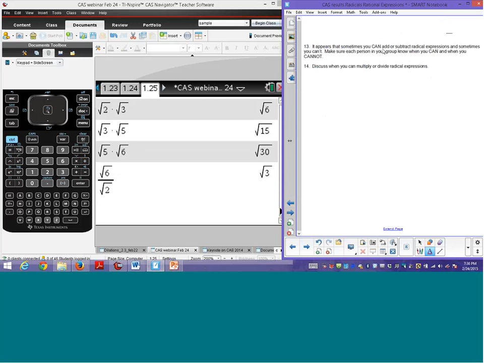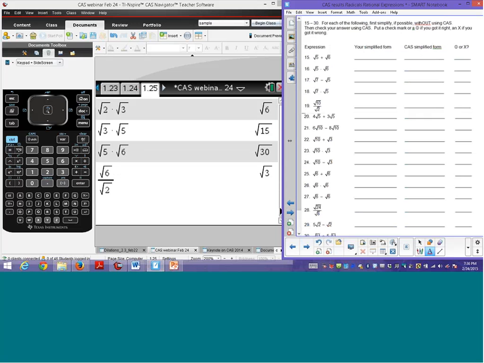It says sometimes you can add or subtract, sometimes you can't, sometimes you can multiply, divide, sometimes you can't. Discuss those, and it is hard to get them to discuss it, but keep working at that. And so finally, we get to what I would call the homework, the opportunities to learn.